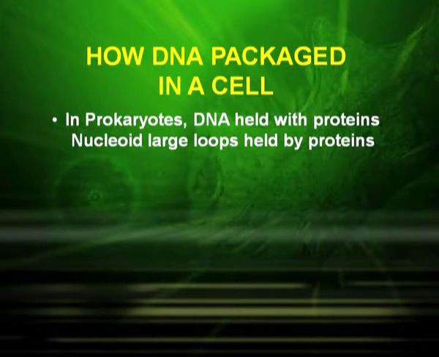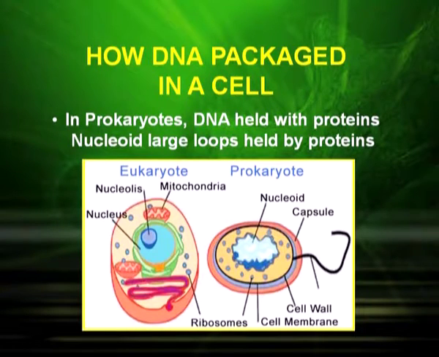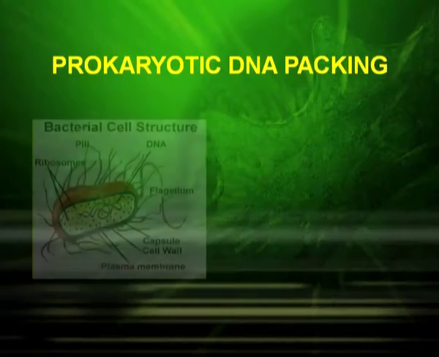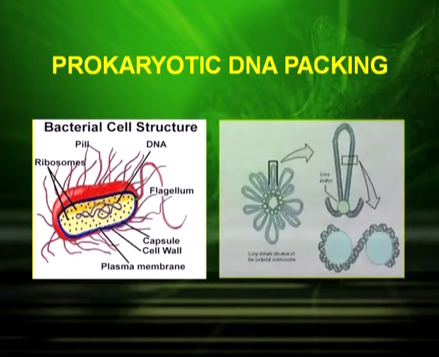In prokaryotes, the DNA is held with proteins. As you can see in the picture, the DNA is organized into a region called the nucleoid. There is no true nucleus. On the other hand, in eukaryotes, the DNA is present in a well-defined nucleus. Now, if we go into a little detail on prokaryotic DNA packing, we see that the DNA is packed in the form of loops. So, there is so much coiling.